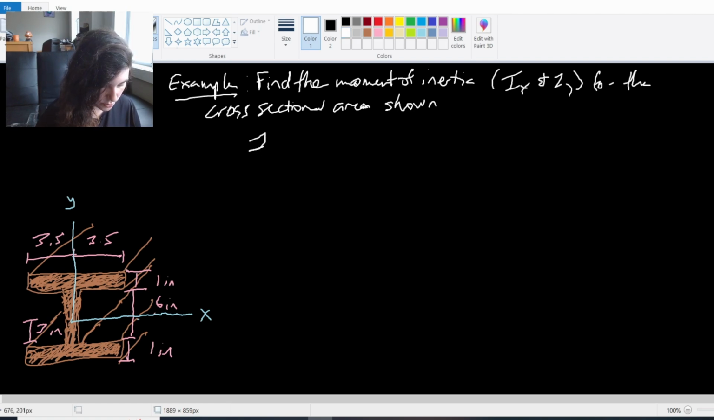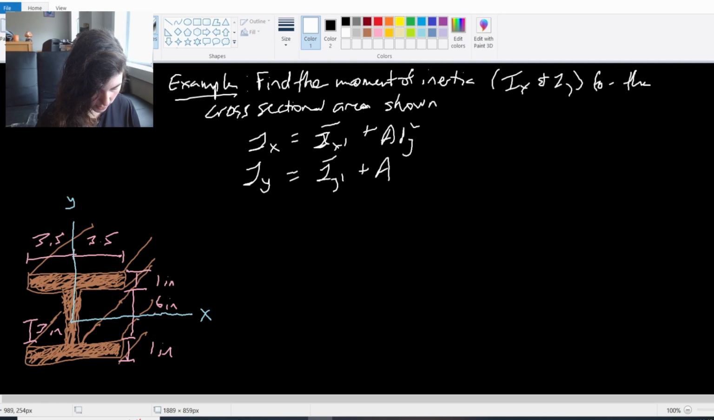So again, we have to use the parallel axis theorem here. Our moment of inertia about the x-axis is the centroidal moment of inertia plus A dy squared. And about the y-axis, it's our y centroidal moment of inertia plus A dx squared. If we look at our shapes here, on the top we have this long rectangle. It has a height of 1 inch and a length of 7 inches. And that is a fully shaded in shape.